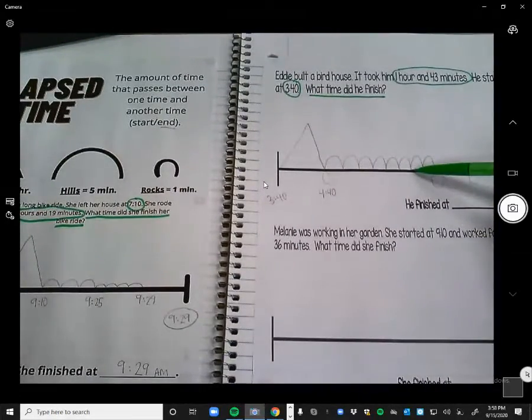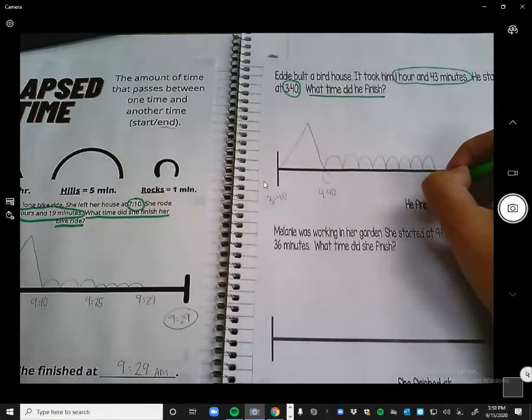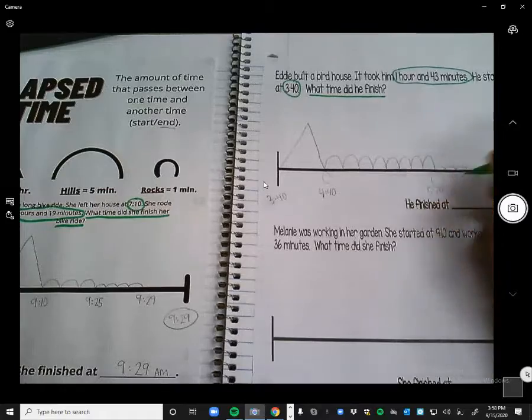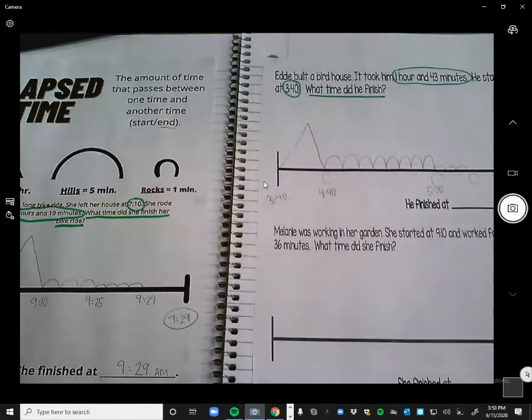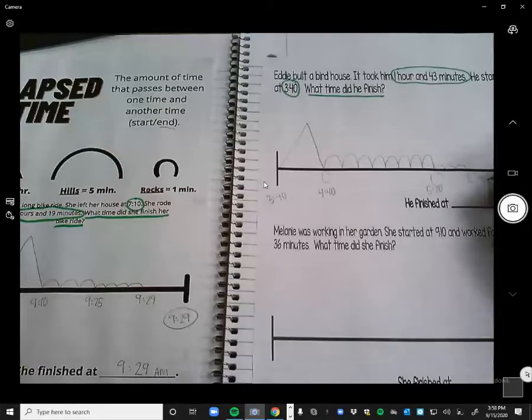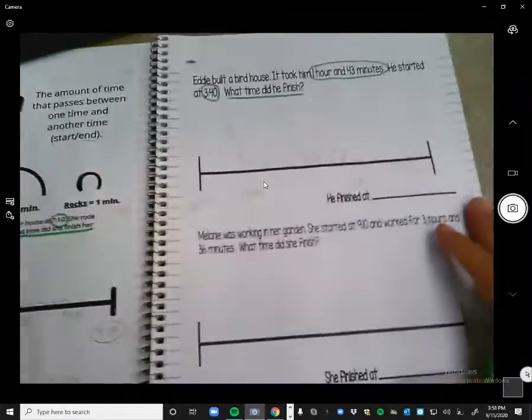5:05, 5:10, 5:15, 5:20. We figured out by counting by fives from 4:40 to 5:20. Now I count on 5:21, 5:22, 5:23. So he finished at 5:23. Now let's think. Would he make this in the AM or the PM?